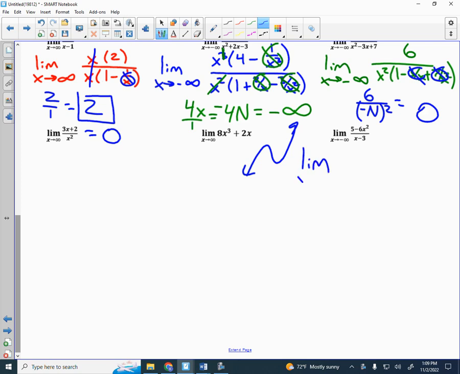Limit as x goes towards negative infinity of, what do I factor out of the top? So I factor out x squared, you're left with? 5 over... Good. All over, what do I factor out of the bottom? And you're left with? 1 minus 3 over x.